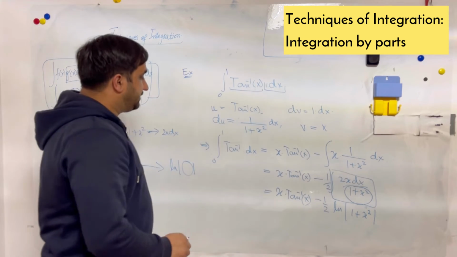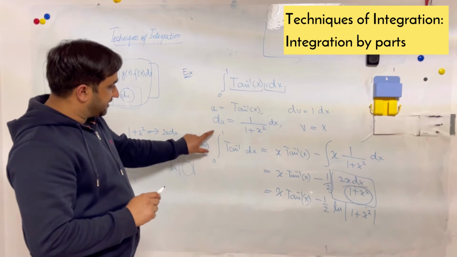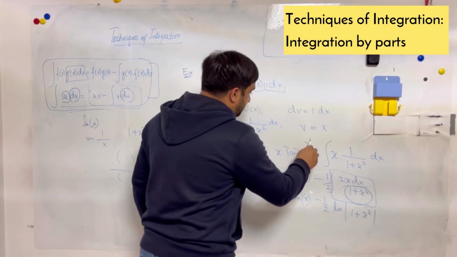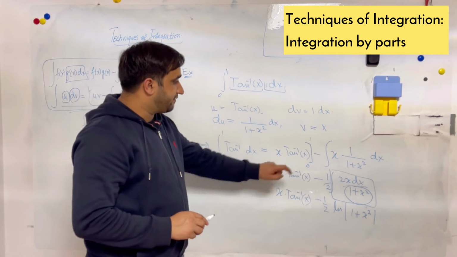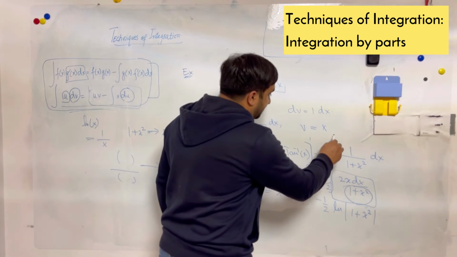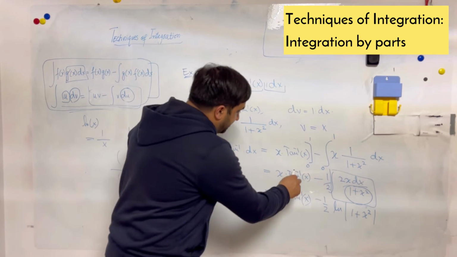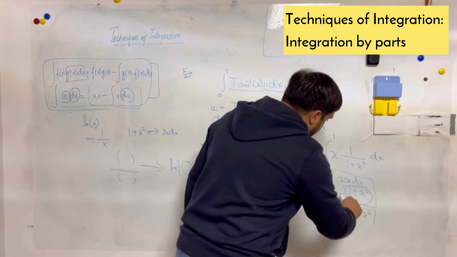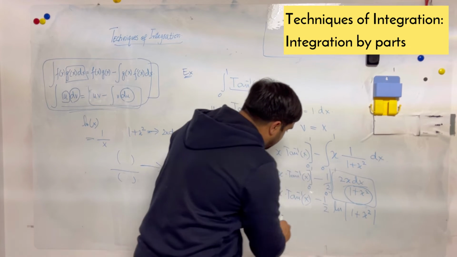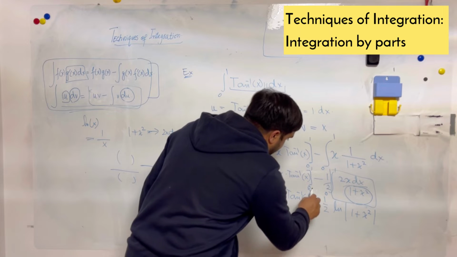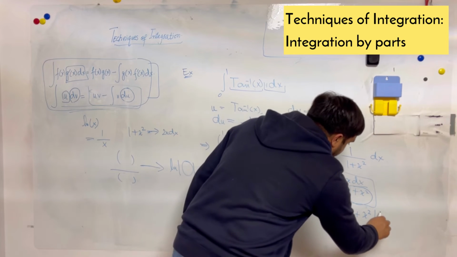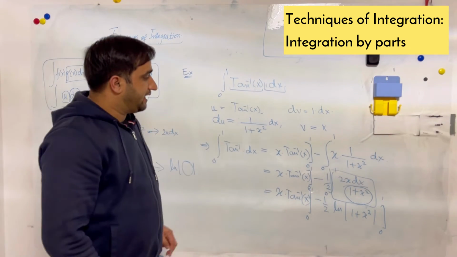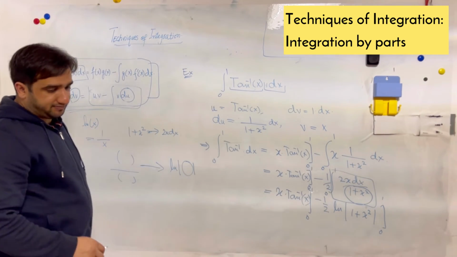And one important thing: because this integral was between limits, you will put the limits here, from 0 to 1 on the first expression, and similarly limits from 0 to 1 on this, minus 1 by 2, ln of 1 plus x square, limits from 0 to 1. And you can put the limits and simplify it.